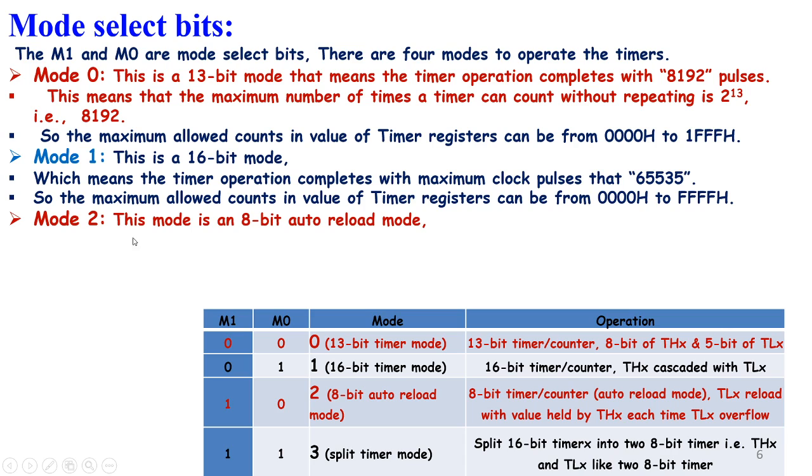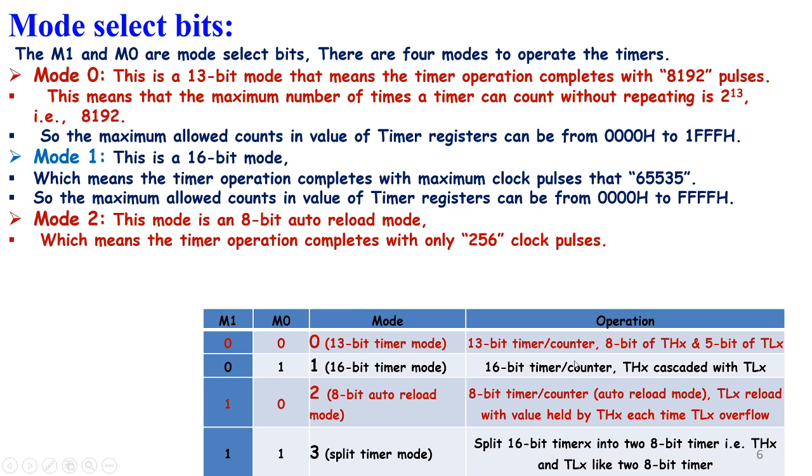Mode 2 is an 8-bit auto reload mode. Here an 8-bit timer or counter is used, with TLX reloaded with the value from THX each time TLX overflows. The maximum timer operation completes with 256 clock pulses because it is 8-bit operation in mode 2.